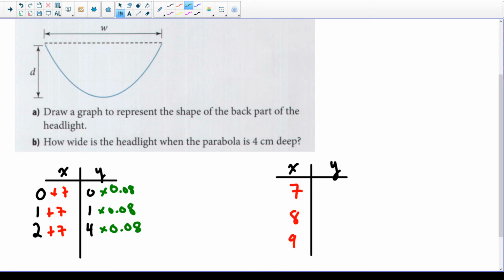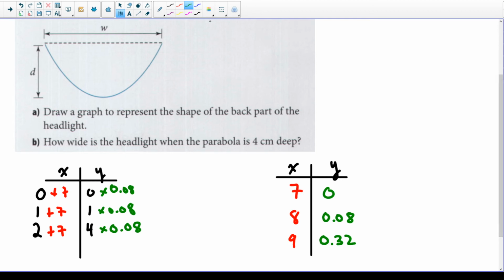Now for our y coordinates, I'm probably going to have to use a calculator for some of those, so I'm going to get it ready right now. So the first one's easy. 0 times 0.08 is 0. Second one is easy. 1 times 0.08 is just 0.08. And the last one is 4 times 0.08. So I'm just going to calculate that. 4 times 0.08 is equal to 0.32.